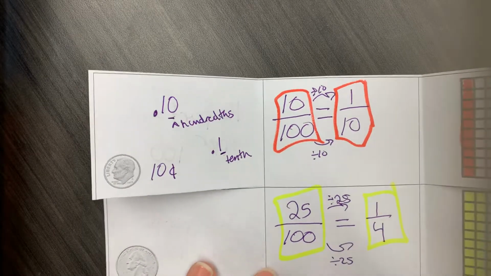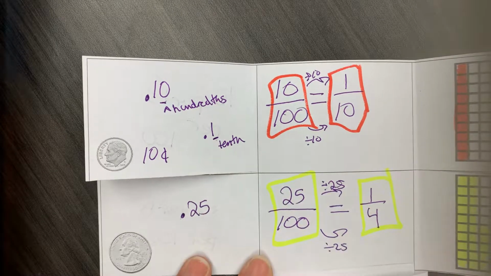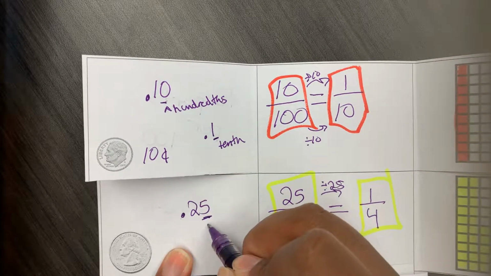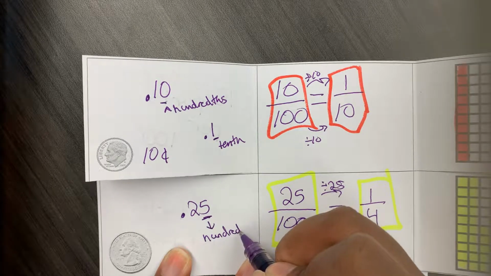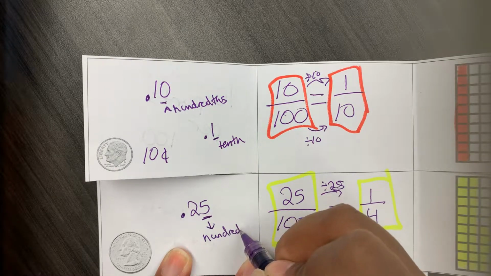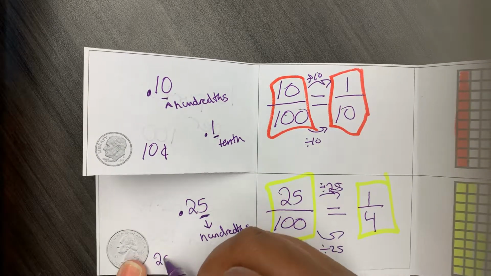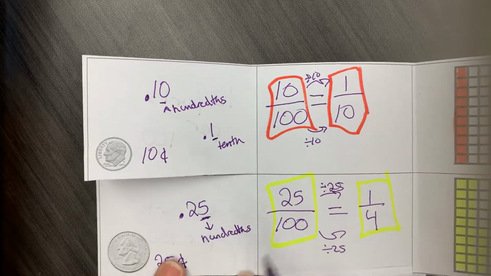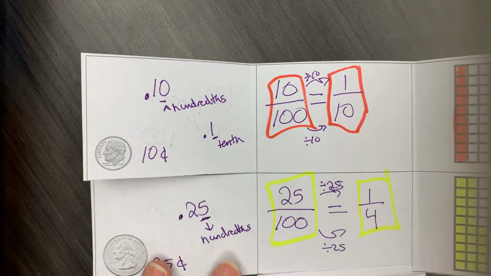Hopefully you're guessing it would be 25 hundredths, where our 5 is this time in the hundredths place. And we know this would represent 25 cents. So that's how we would write 25 cents when we're out and about.